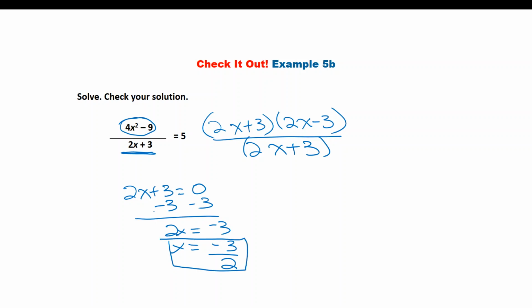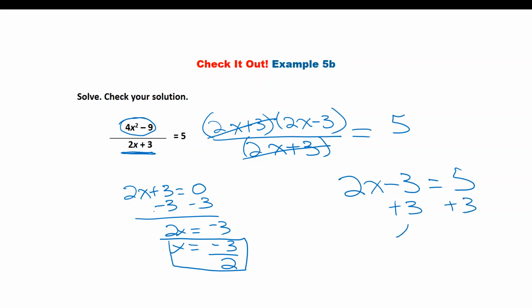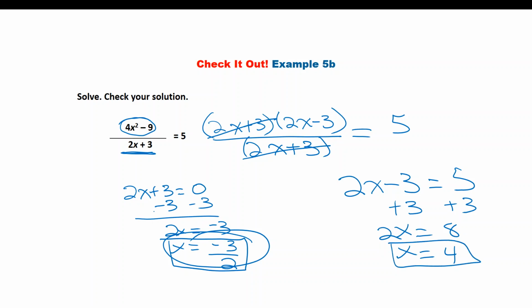All right, so back up to what we've been working on. I see that I can cancel out 2x plus 3 and 2x plus 3, and that equals 5. So we have 2x minus 3 equals 5. Let's add 3 to both sides. We have 2x equals 8, so x equals 4, which is not negative 3 over 2. So our solution is going to be x equals 4.